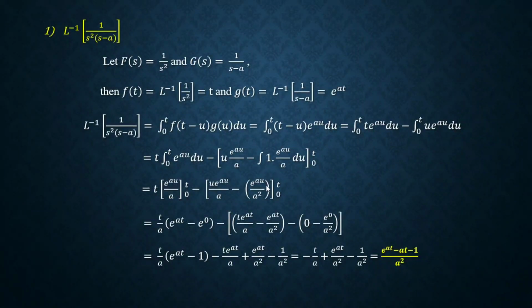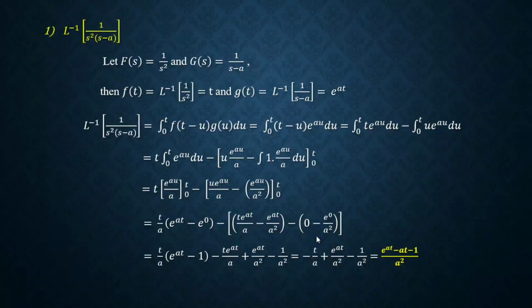Therefore minus e raised to au by a square within the limits 0 to t, which is equal to, now we can take this a in the denominator outside, that is t by a into e raised to at minus e raised to 0. That is after applying the limits we will get e raised to at minus e raised to 0 minus, now we will apply the limits here also, that is t e raised to at by a minus e raised to at by a square minus, now we will put 0 in the place of u.